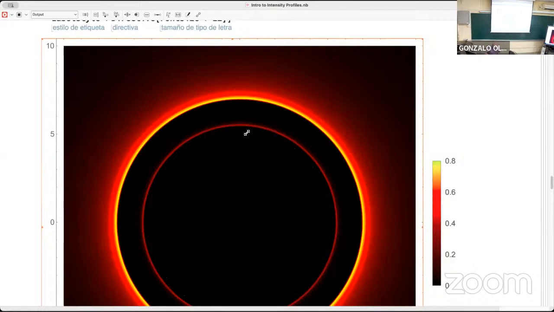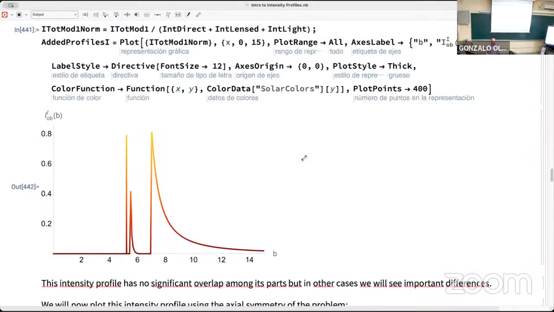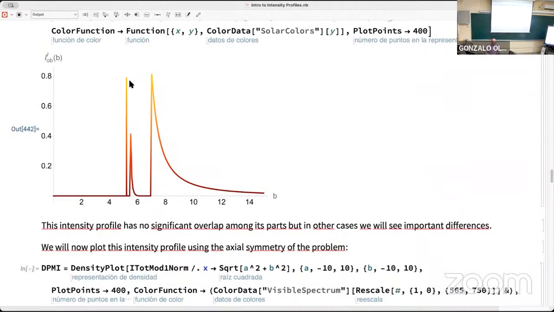Can you see the light ring here? Yeah. Because this is the direct image. This is the lens image. And this thing is the photon ring. Okay. So it's the same information that is contained here. The photon ring is basically a luminous point, high intensity, but it's just a small support.